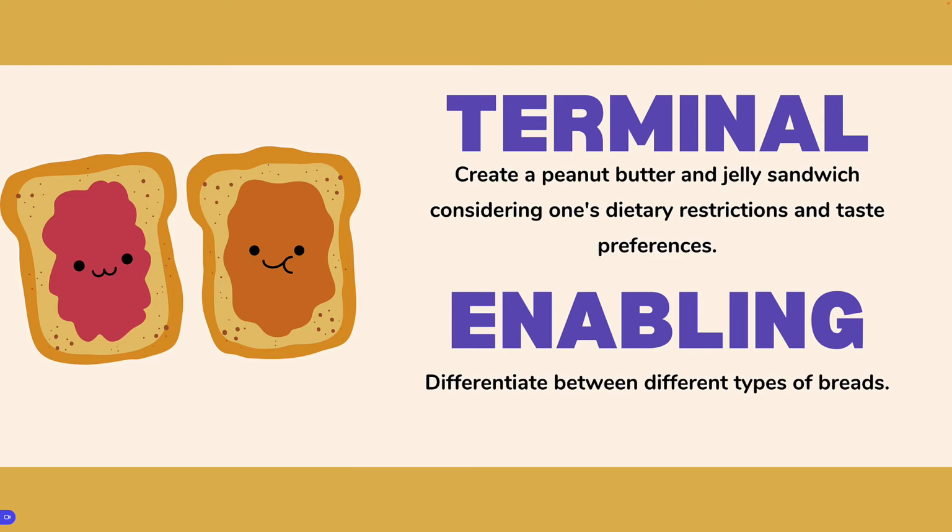Maybe some people don't like white bread, maybe some people want pumpernickel or wheat bread or whatever that looks like. And so an enabling objective would be differentiate between different types of bread. And we could split hairs here.